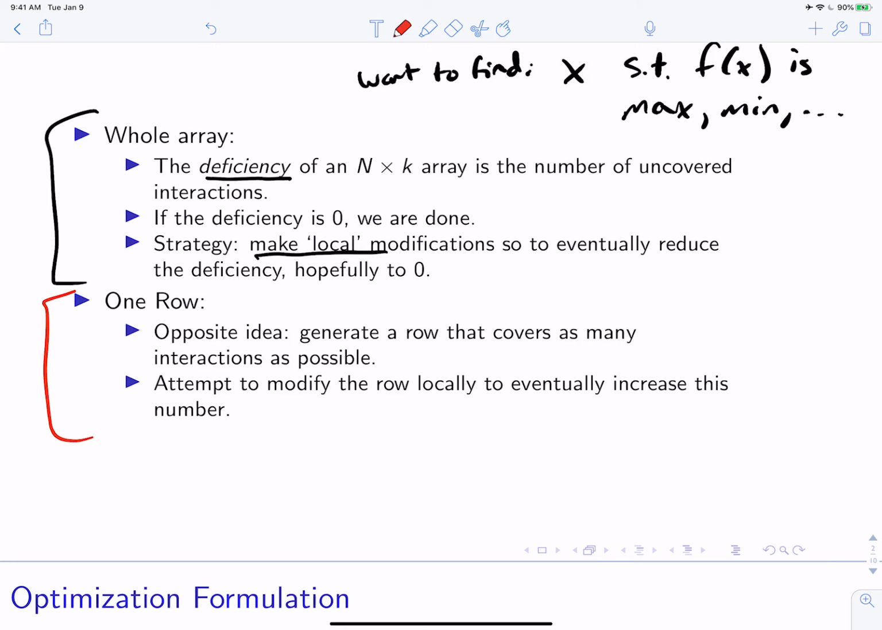So this is more attractive because changing one element of a row is going to result in a bigger effect than a giant array like this. So one row is more attractive, but the problem is you can't modify earlier stuff.